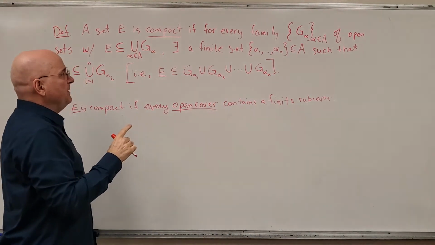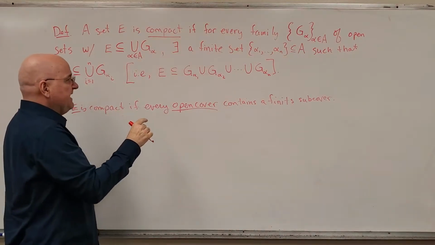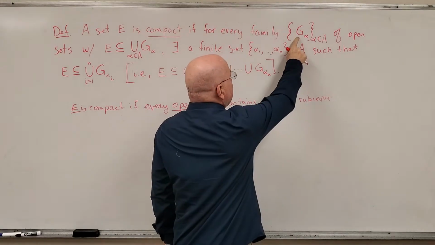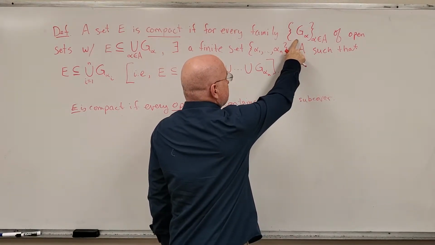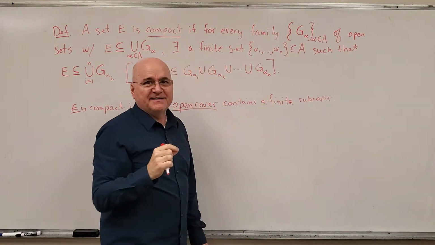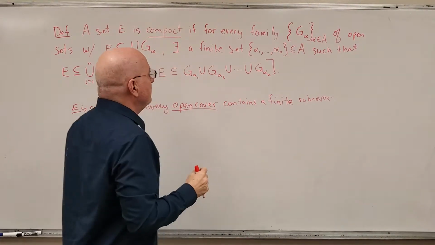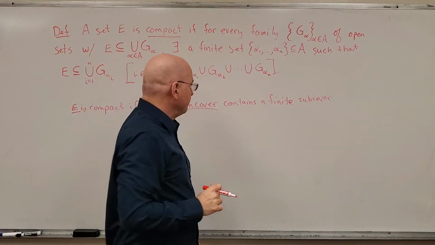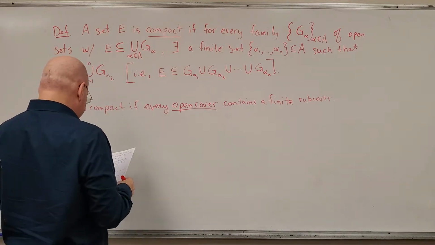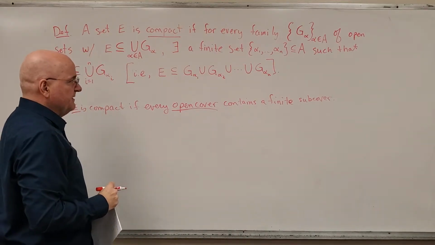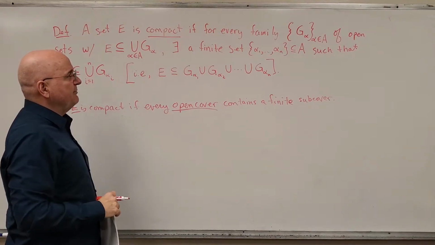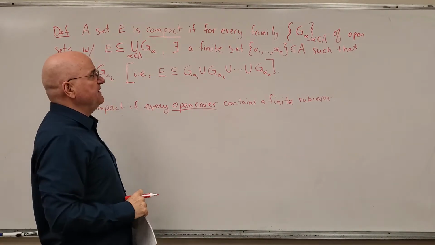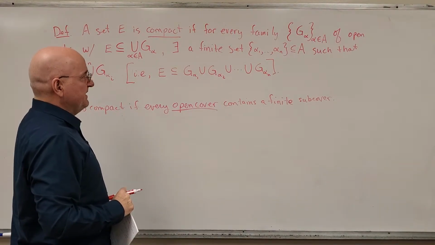If every such open cover of the set E contains a finite subcover, it means just take a finite number of these sets. If you can find a finite number of those sets whose union also contains E, well, then we'll have a compact set. So every open cover contains a finite subcover. Let's just do a simple example. I'm not going to try to even resemble an image that has an infinite number of sets as the open cover.